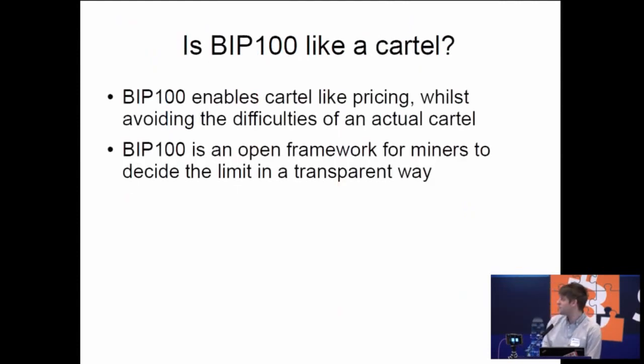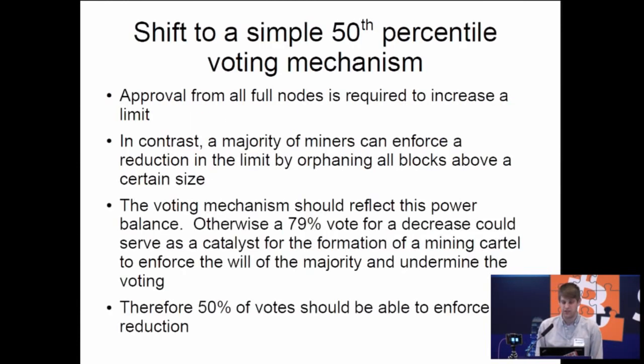A common criticism people have is that BIP 100 is a cartel. And I admit it does have some characteristics similar to how cartels operate. It enables cartel-like pricing whilst avoiding the difficulties of an actual mining cartel. It's like an open framework that allows miners to decide on the block size limit in a transparent way, which I think is a good idea, because if we don't do this, there's a high risk that miners will form a cartel anyway in order to restrict supply of space in blocks and drive up prices. So creating this BIP 100 transparent structure could actually act as a way of preventing an actual cartel from forming.